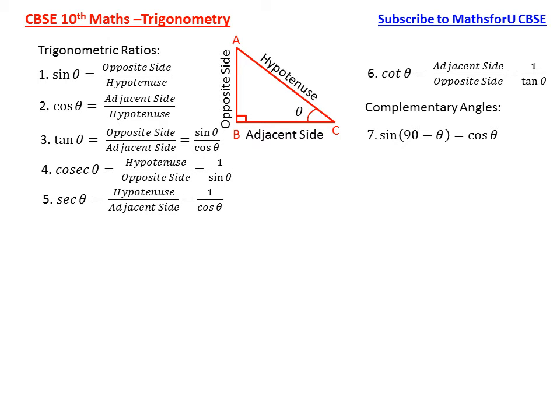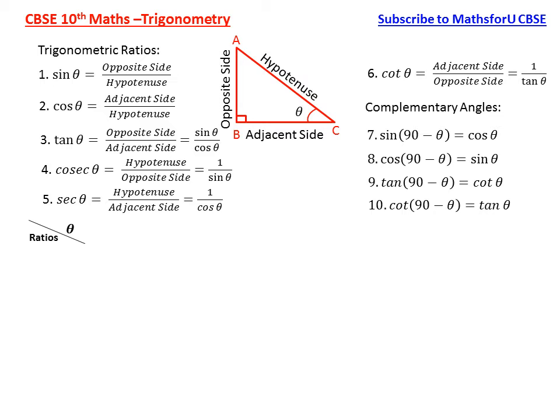Now complementary angles. Sin of 90 minus theta is cos theta, cos of 90 minus theta will be sin theta, the same way tan of 90 minus theta will be cot theta. Then cot of 90 minus theta will be tan theta.